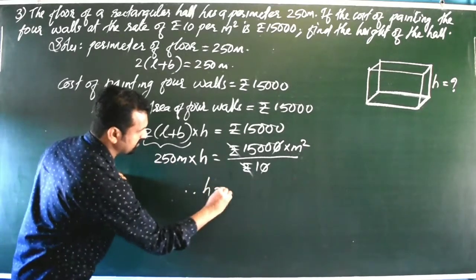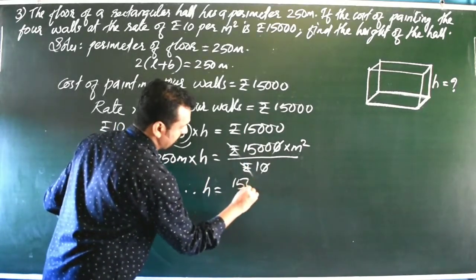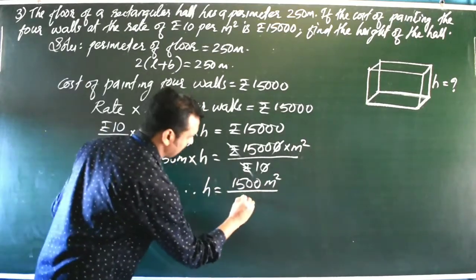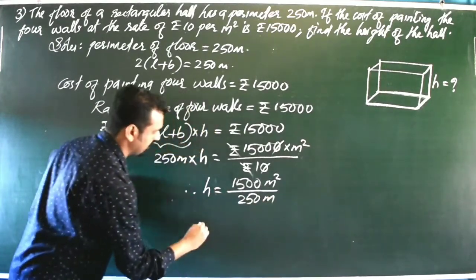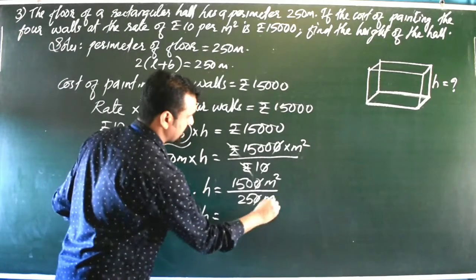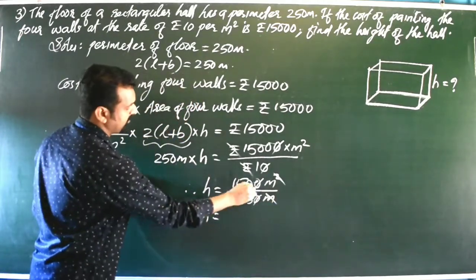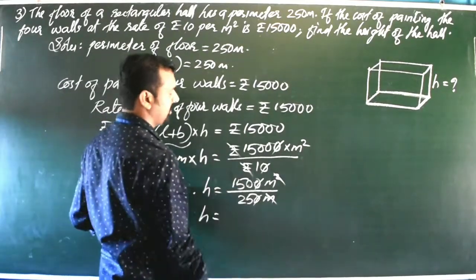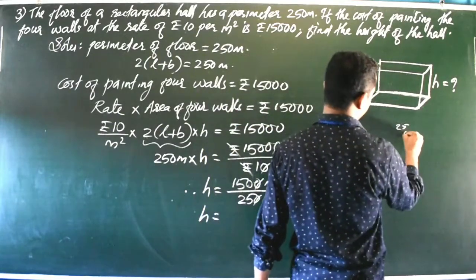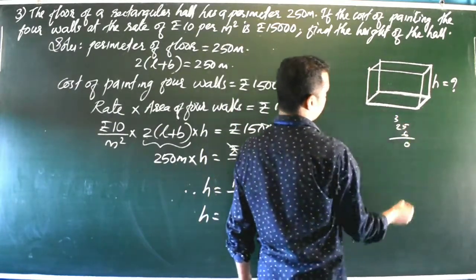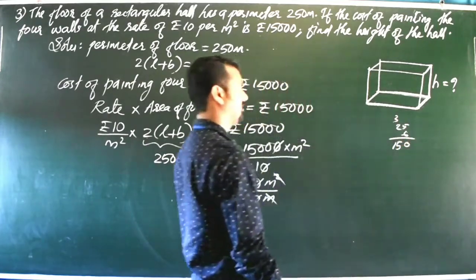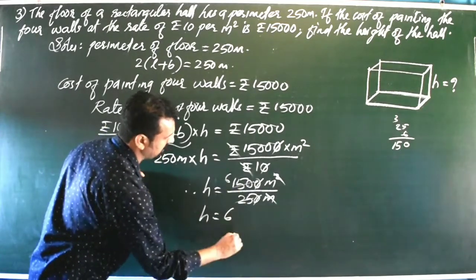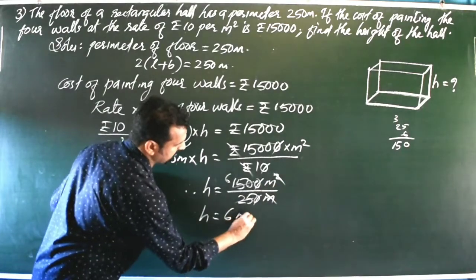Therefore H is equal to 1500 meter square divided by 250 meter. We can cancel 10, and 1 meter square by 1 meter, so 150 divided by 25. What is the answer? 6 into 25 is equal to 150, so 150 divided by 25 is 6. So H is equal to 6, and 1 meter will remain there.